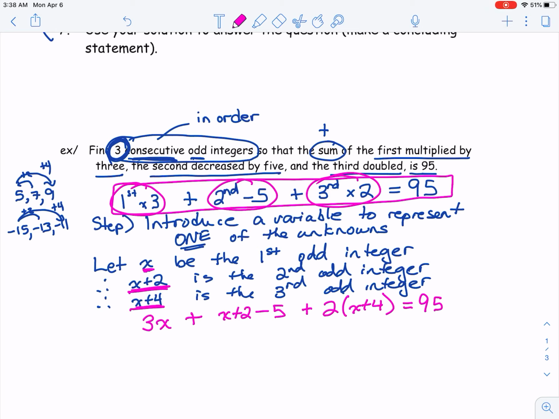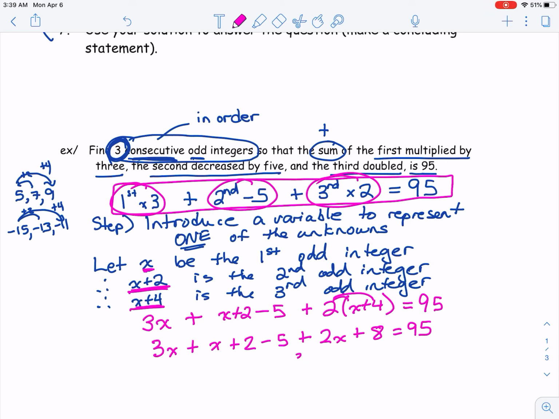And now we have an equation that we have to solve. So we're going to expand. The first step is expanding this bracket. So we've got 3x plus x plus 2 minus 5 plus 2 times x is 2x and 2 times 4 is 8. And that has to equal 95. Now we want to get all of our x's on the left-hand side, if you remember from a month ago, and then all of our non-x's on the right-hand side.